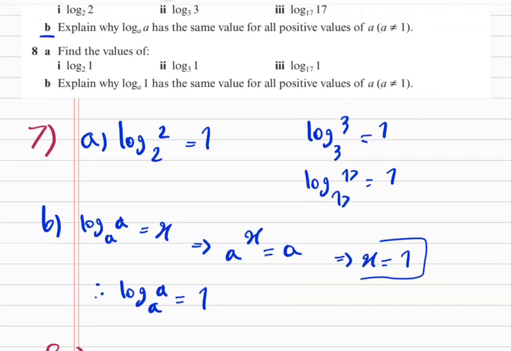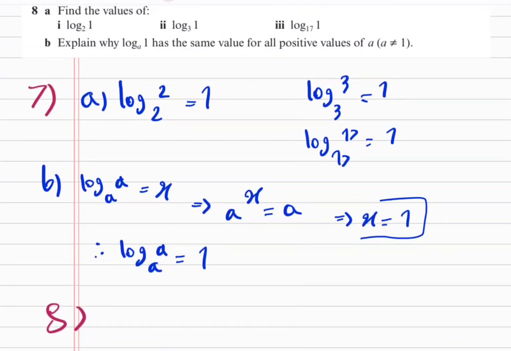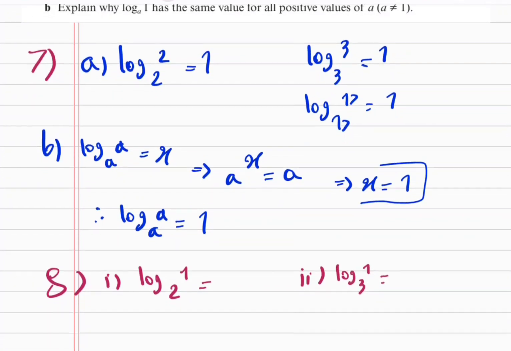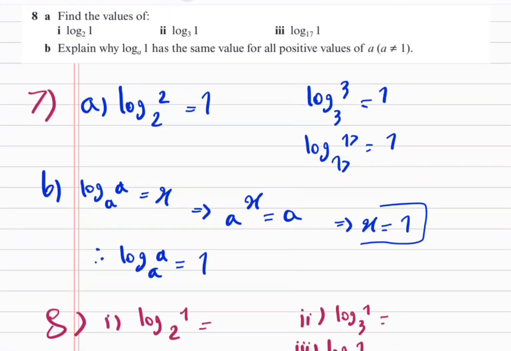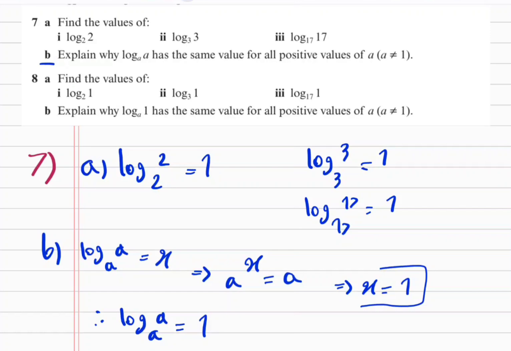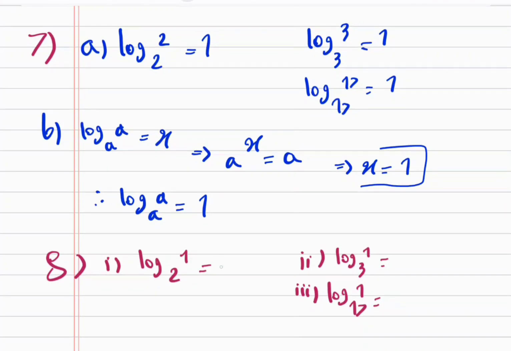Now the next question is very similar, but for another specific case. So in this case, we want to find log base 2 of 1, then log base 3 of 1, and finally log base 17 of 1. This time the difference is that the main number that we have is equal to 1. Now in this case, the answer is equal to 0 for all of them.